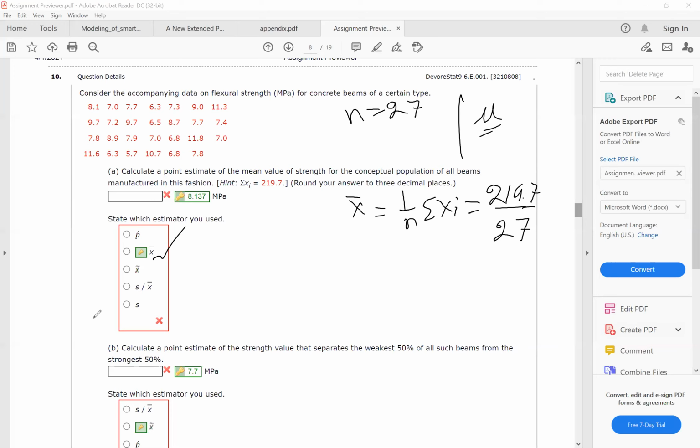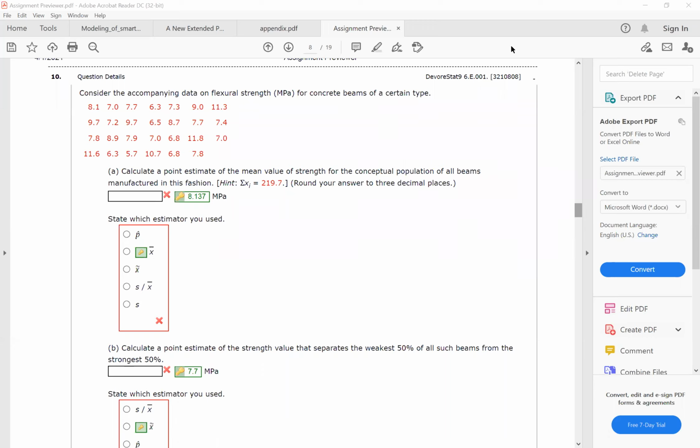Part B: calculate the point estimate of the strength value that separates the weakest 50% of all such beams from the strongest 50%. That's when we have to find the middle value. What are we looking for here? Mean, median, or mode? Yes, you're right, we have to find the median, because the value separates the weakest 50% from the strongest 50%. So we are finding the median.